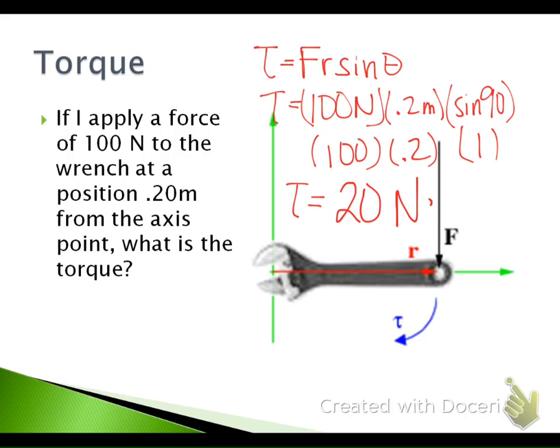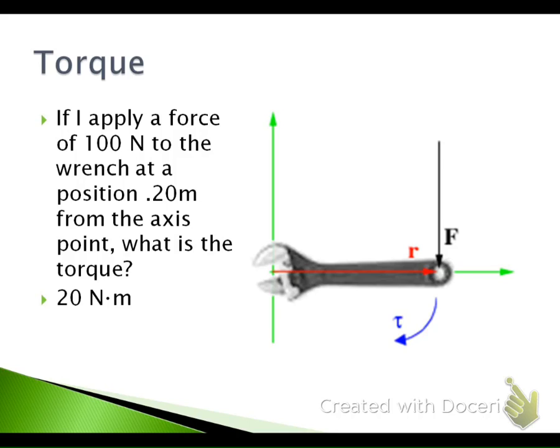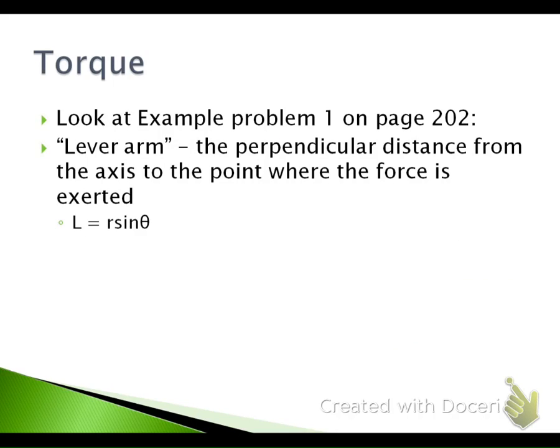And our units are newton meters. So newton times meters. Most of the time they put a little dot in between the two. Newton meters. 20 newton meters. Let's go ahead and turn to page 202. I want you to look at example problem number 1 on page 202. So go ahead and get your book out. We're going to look through this example problem number 1.